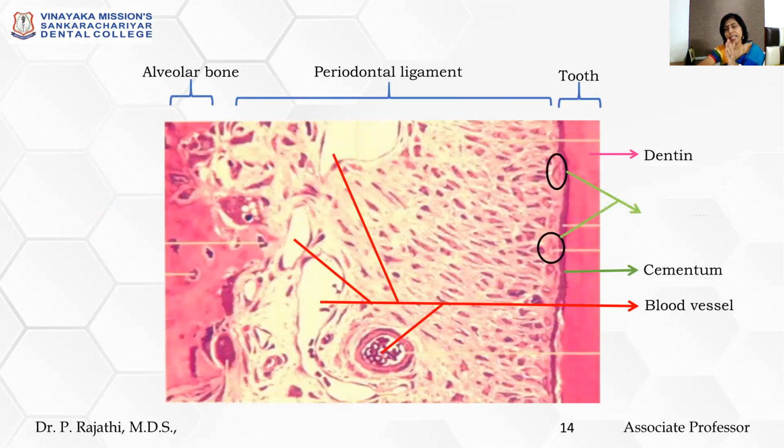Now the cells lying close to the cementum are the cementoblast cells. If you can see, they are not closely attached to each other. They are apart from each other, right? Cementoblast cells. On the surface of the alveolar bone, again, you can see synthetic cells, that is osteoblast cells, right?